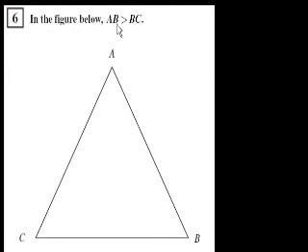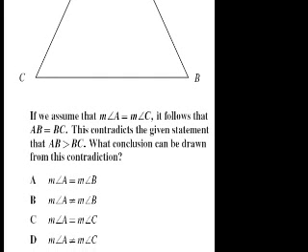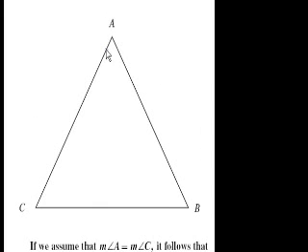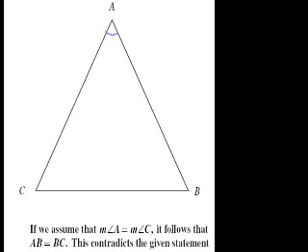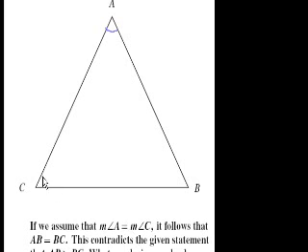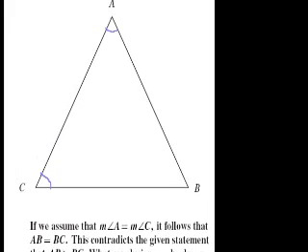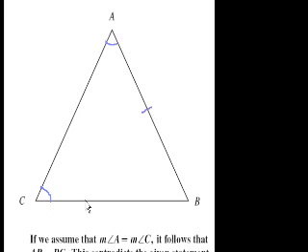In the figure below, AB is greater than BC. Okay, so this side is greater than that side, although the way they drew it, they all look the same. So let's see what we can do. If we assume that measure of angle A is equal to measure of angle C, it follows that AB is equal to BC, right?